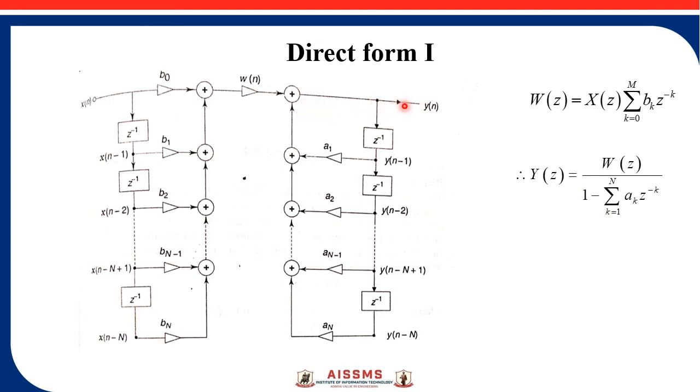Then y of n, when it is passed through one delay component, you will get y of n minus 1, multiplied by a1, plus y of n minus 2 into a2, plus y of n minus 3 into a3 and so on. Once you add all these components, you will cover all the poles of the equation, and when it is added, you will get the total y of n.